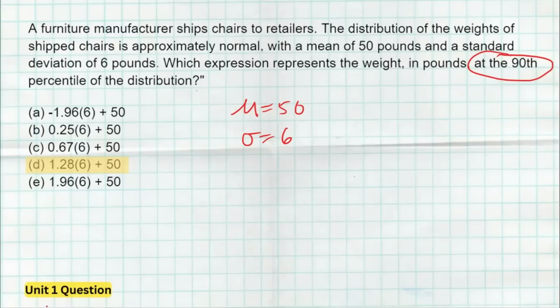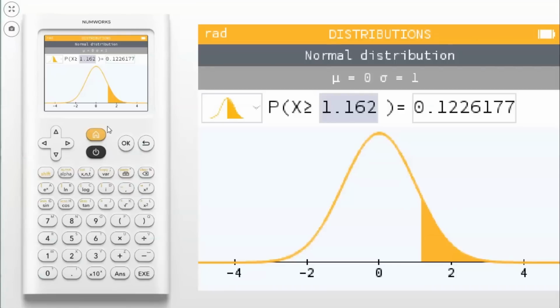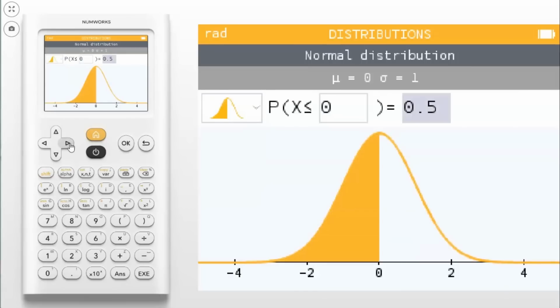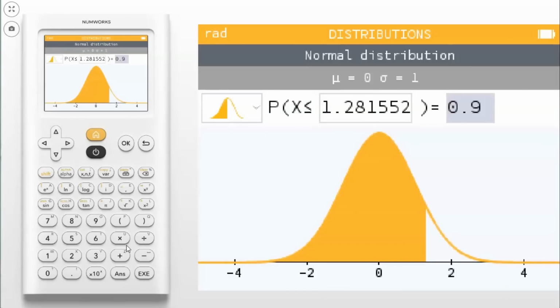So if you're going to use a TI-84, you could use invNorm, but I'm using my Numerics calculator. So once again, I'm in this normal app. I'm going to go to the proportion below, selecting the one right here. Then I'm going to go over to the far right and type in 0.9, and this is going to literally find me the z-score that has 90% below it or 10% above it, and that z-score is 1.282.